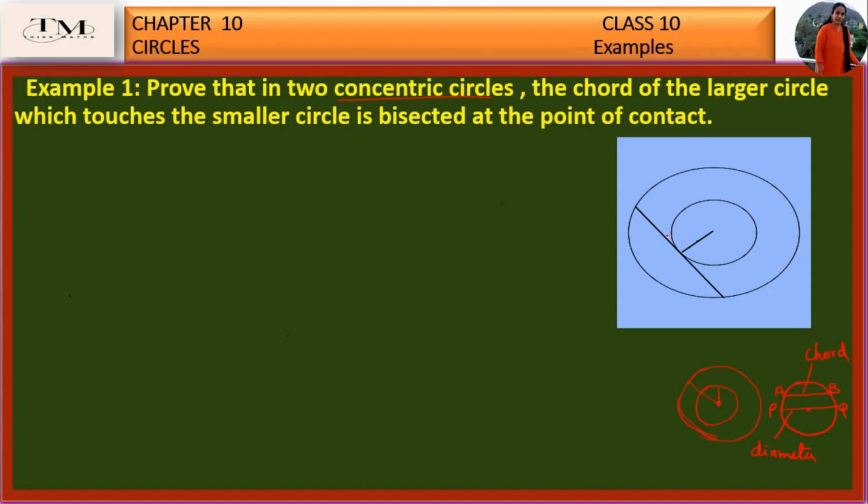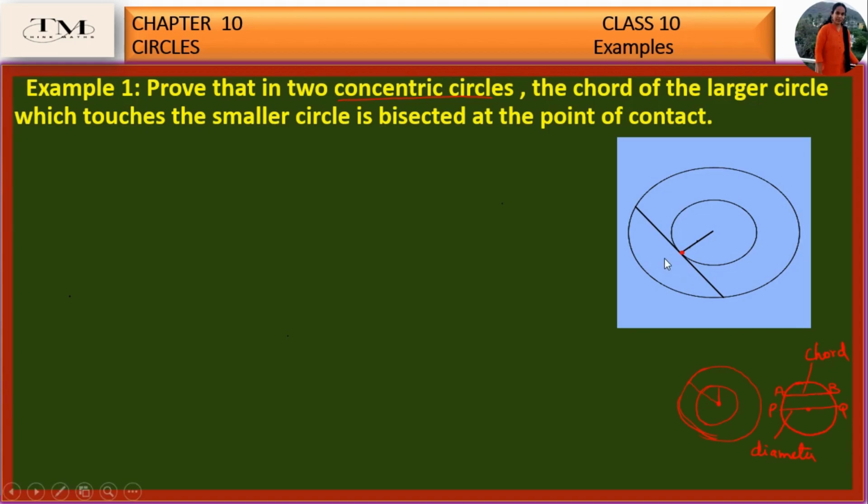So here this line is the chord for the larger circle which touches the smaller circle C1. What we have to prove is that it is bisected at the point of contact. Bisected means this line is divided into two halves. So these are the things given.